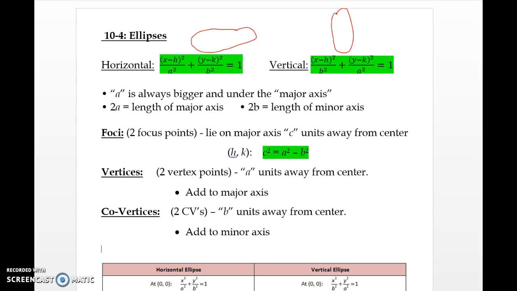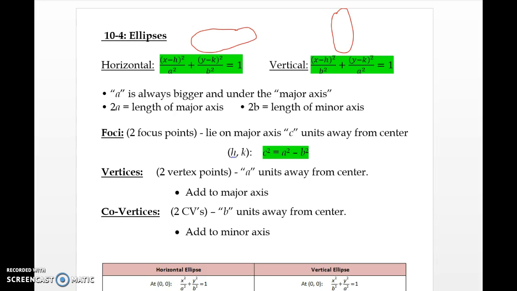We have the two equations here. (x minus h) squared over a squared plus (y minus k) squared over b squared equals 1. For vertical, you have (x minus h) squared over b squared plus (y minus k) squared over a squared equals 1. The things you need to note, first off, all ellipse equations are adding. You have to have a plus sign. Also, all ellipse equations equal 1 at the end. If they don't equal 1, then it's not a complete equation.